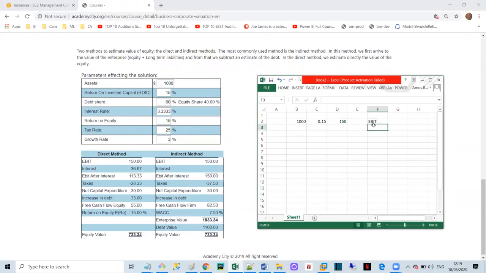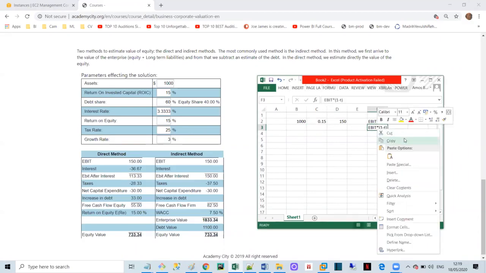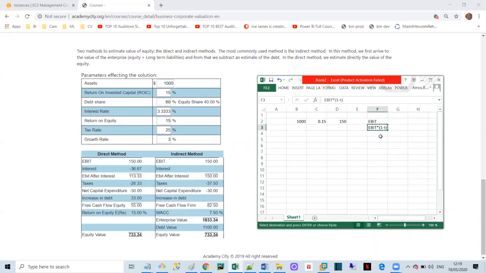And then out of this one, to get to the EBIT times 1 minus T. Okay, let me maybe copy that. I'll write it here.